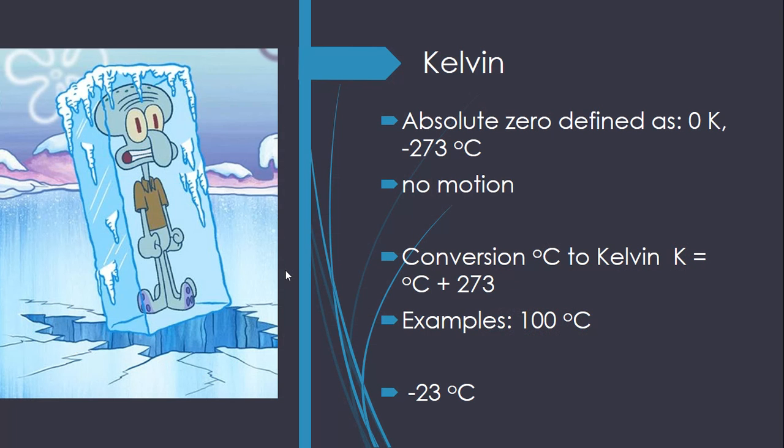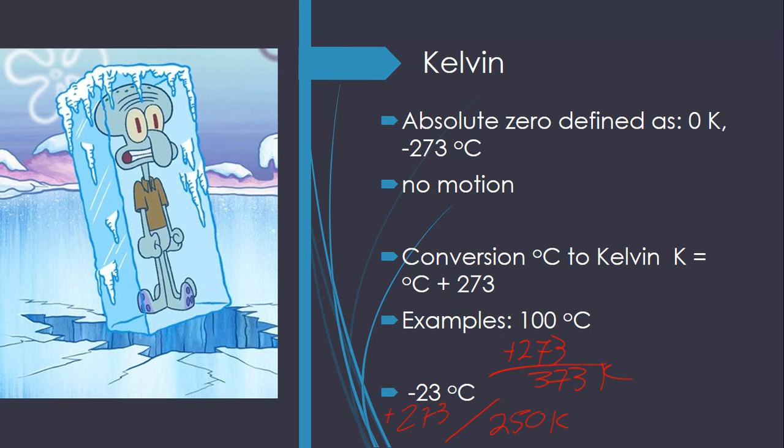If you're converting this, which is a pretty easy math thing for us to do, you basically have to add 273 to the Celsius. So whatever the measured temperature is in Celsius, you add 273 degrees, and that gives you the Kelvin scale. So if we had 100 degrees Celsius and we wanted that in Kelvin, we would simply add 273 to 100, and you would have 373. So that would be 373 Kelvin. If we had negative 23 Celsius, that would be negative 23 plus 273, which gives you 250 Kelvin.